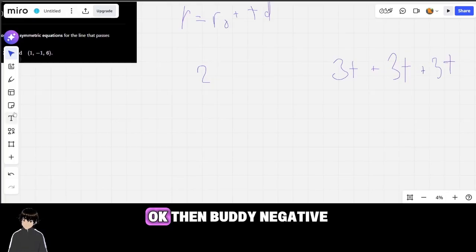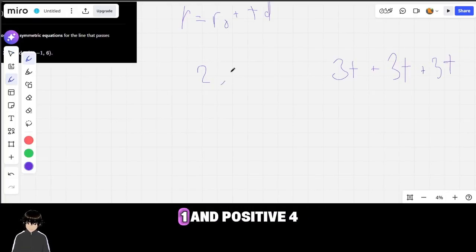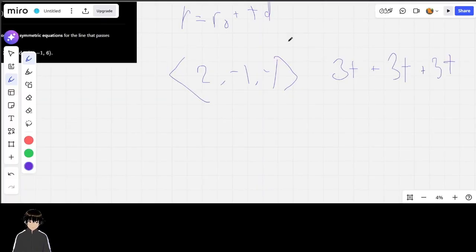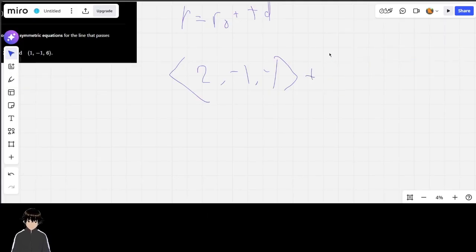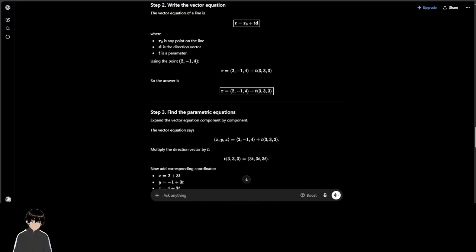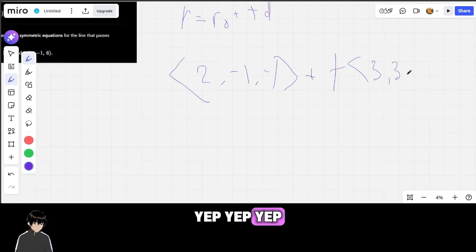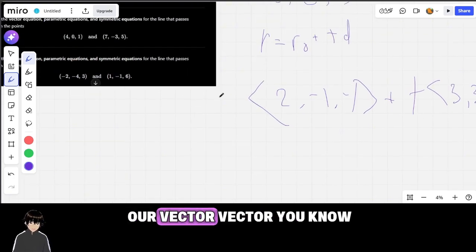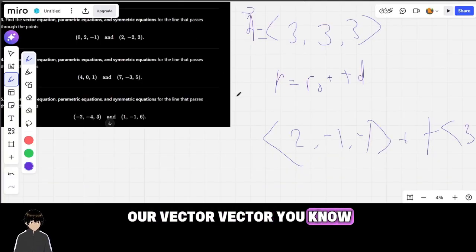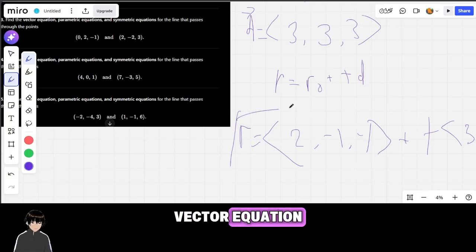Okay then, negative 1 and 4. T. Yep, yep. That's going to be our vector equation.